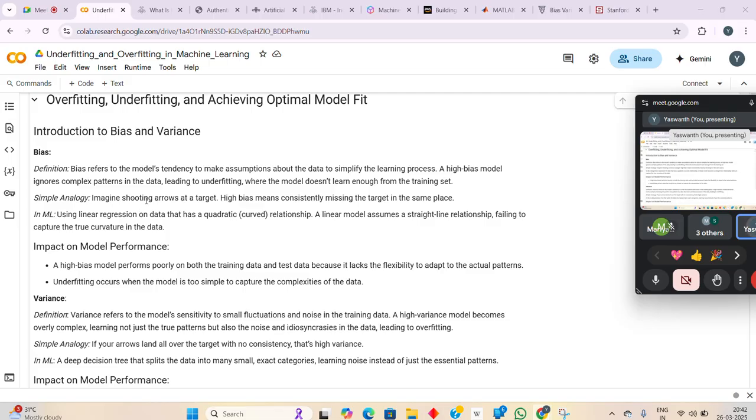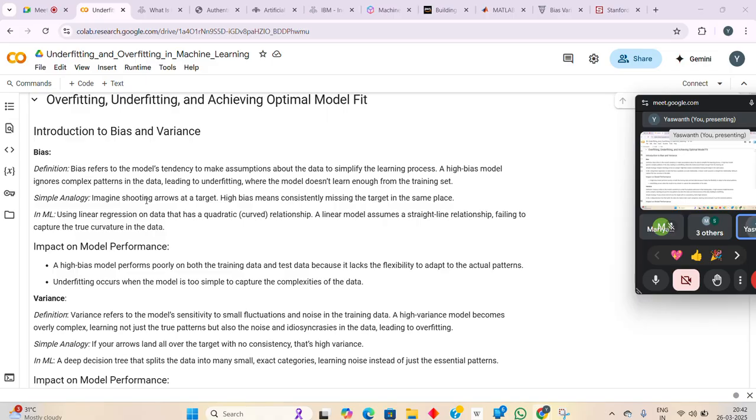Imagine you are shooting arrows at a target, archery. High bias means you are consistently missing the target in the same place. You are not hitting the target; instead, you are missing it consistently in the same place.